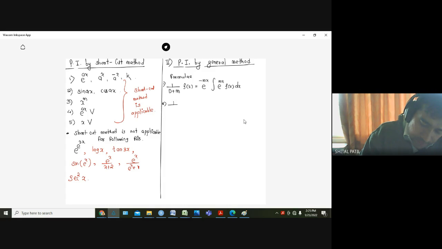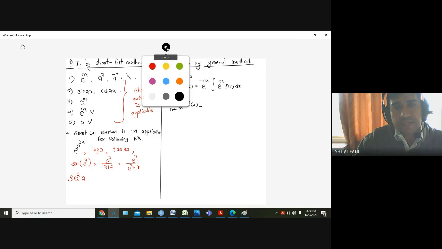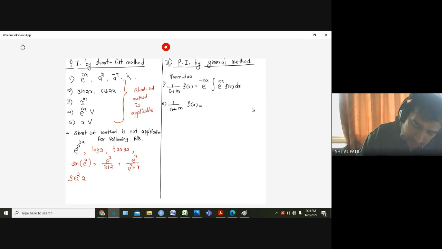Right, second, 1 upon D minus m operated on f of x. Hope it is clear. Minus m will be plus m.